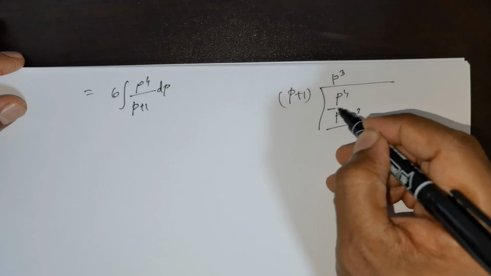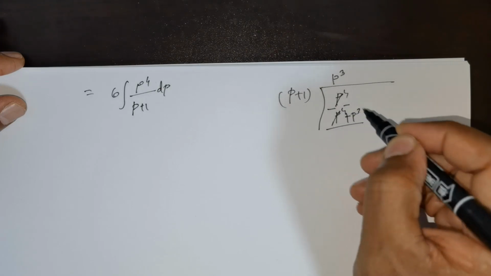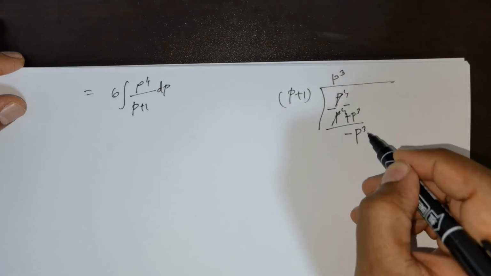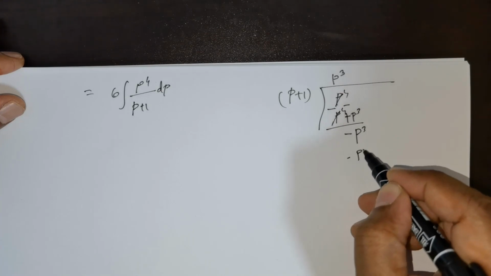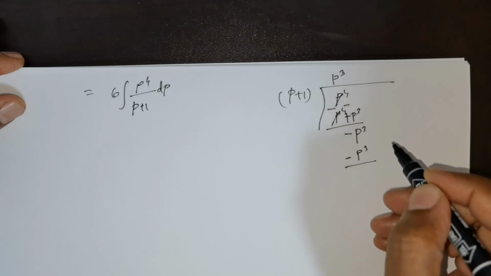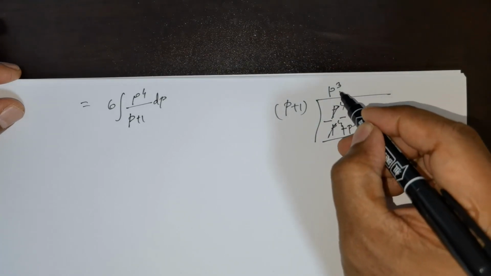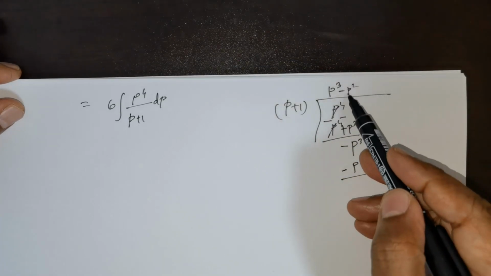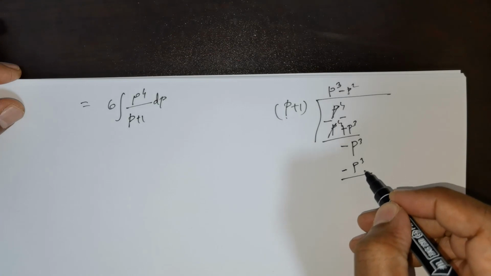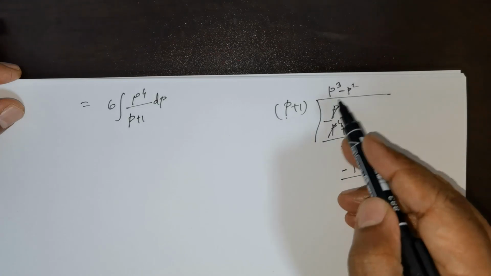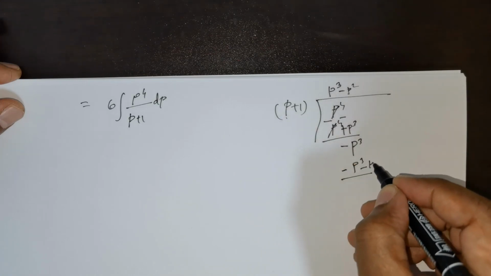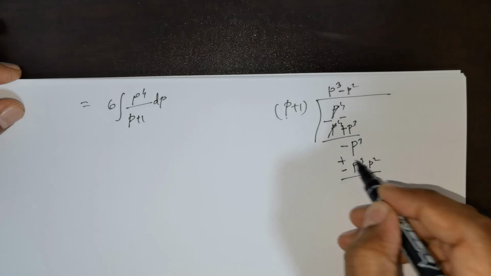Now you change the sign. When you change the sign, these two get cancelled, you get negative p cubed. Now place a negative p cubed here. Now the question is, what should you place here so that you get a negative p cubed? That's going to be negative p squared. Negative p squared times p would give you negative p cubed. Negative p squared times 1 would give you negative p squared. So you change the sign.